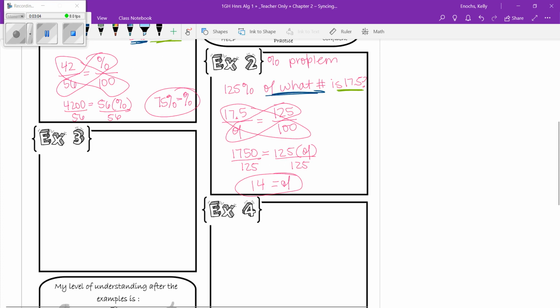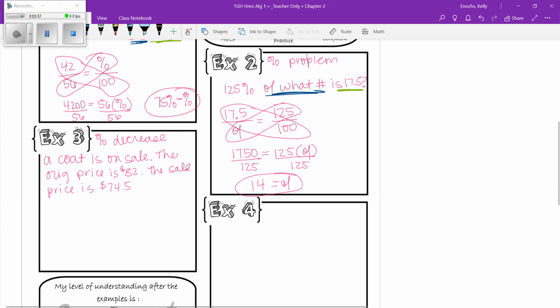All right, also in this section, we took a look at percent increase and decrease and relative error. So let's try one of those. This one's going to be a percent decrease problem. So it says a coat is on sale and the original price is $82. The sale price is $74.50. What percent off is it?